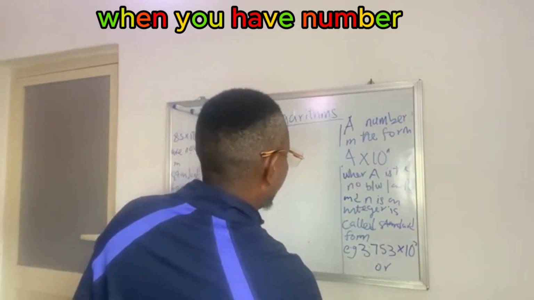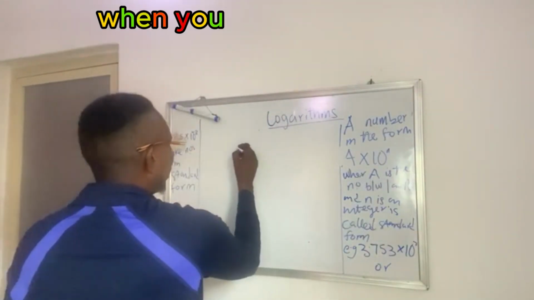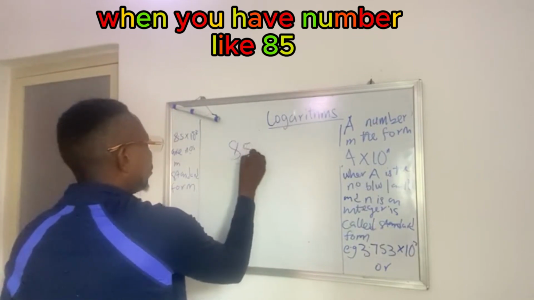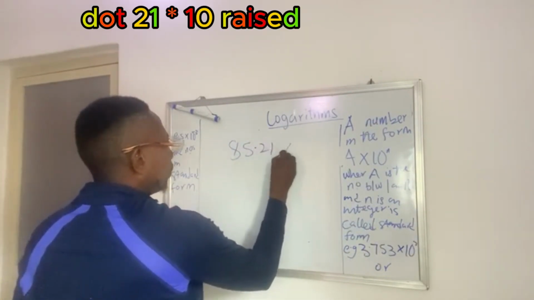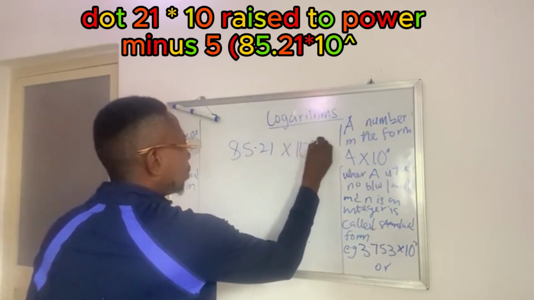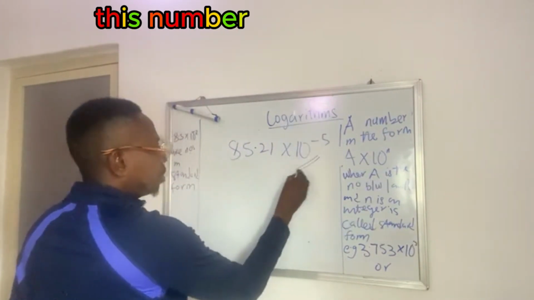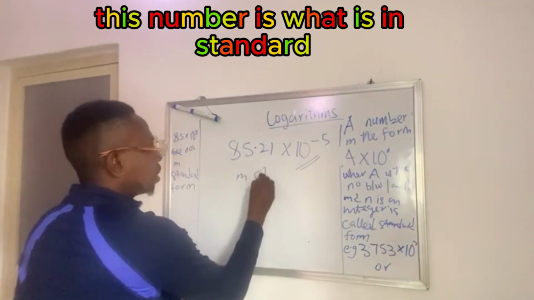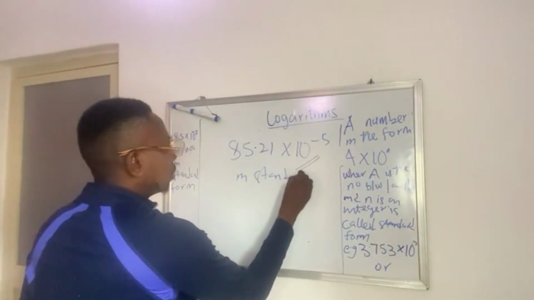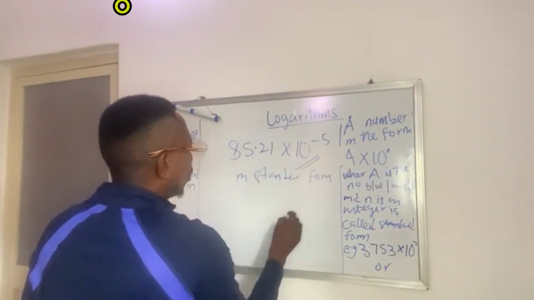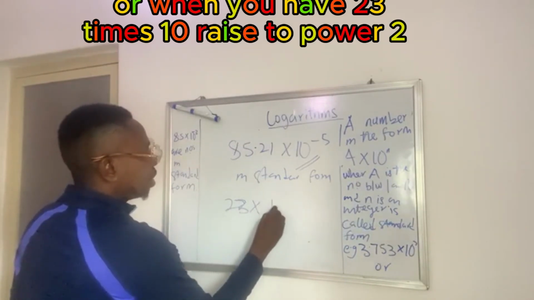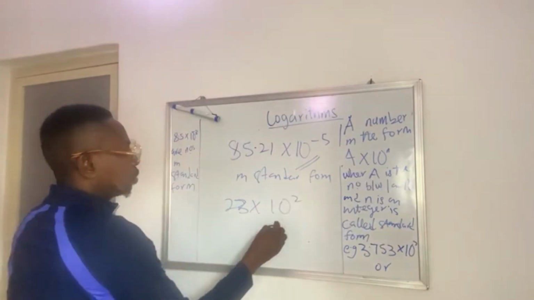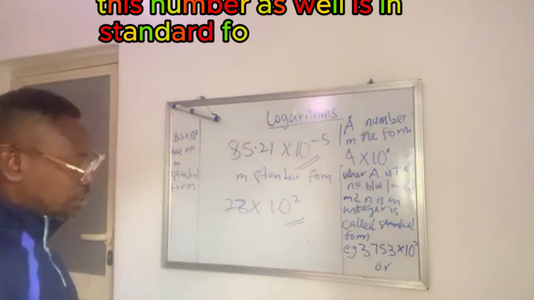When you have a number like 85.21 times 10 raised to power minus 5, this number is not in standard form. Or when you have 23 times 10 raised to power 2, this number as well is not in standard form.